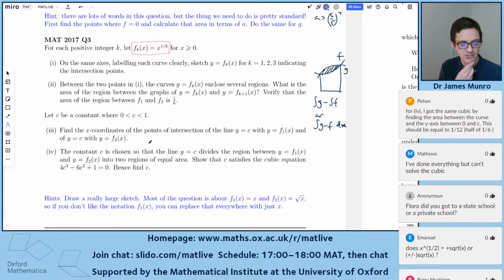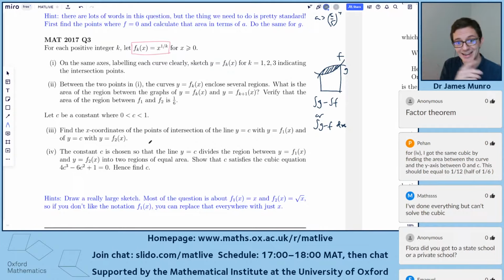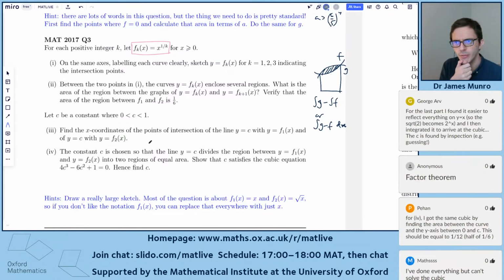Same area, same cubic, by finding the area between the curve and the y-axis between 0 and c. Okay. If you know how to find the areas between a curve and the y-axis, then I think that works. I think that's not on the MAT syllabus to find sort of sideways areas, but sure, yeah, that works too.